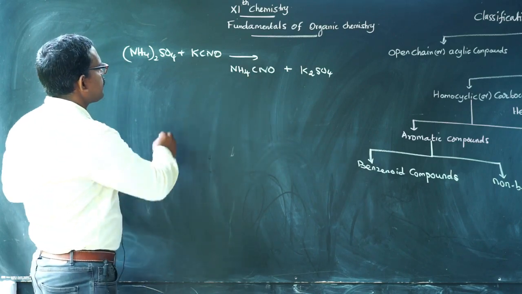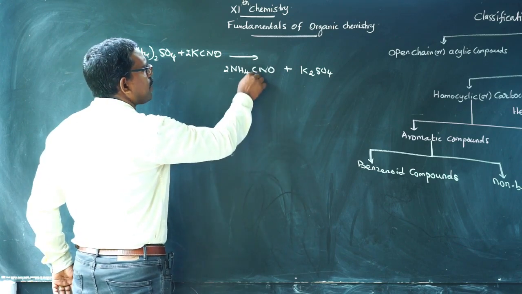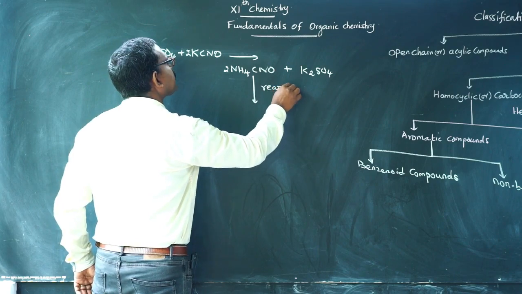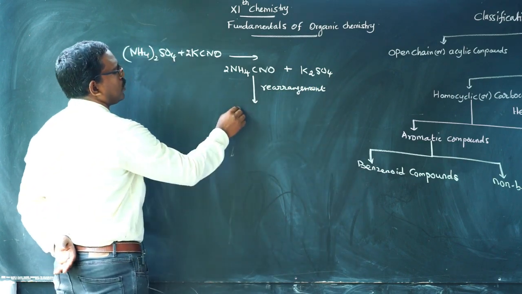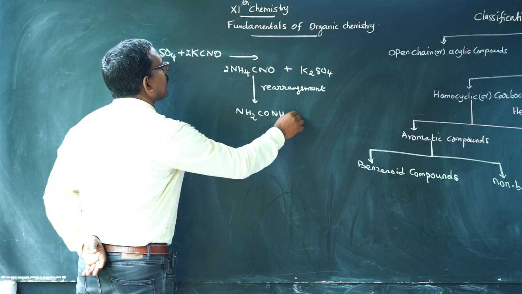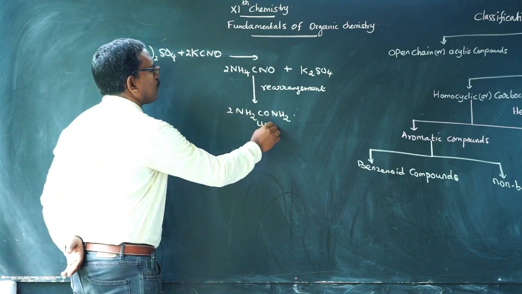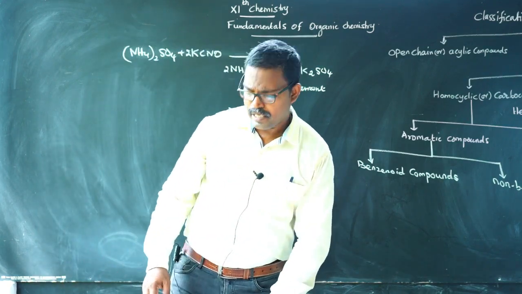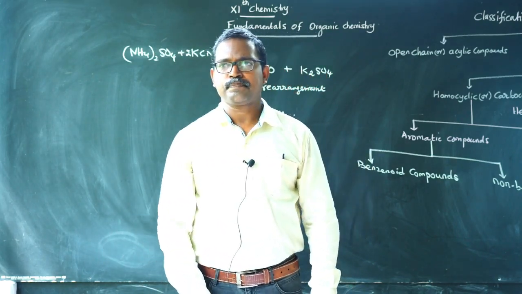Once ammonium cyanate is formed, this compound on rearrangement gives urea. The formula for urea is NH2CONH2. This was the finding of this compound in the laboratory.